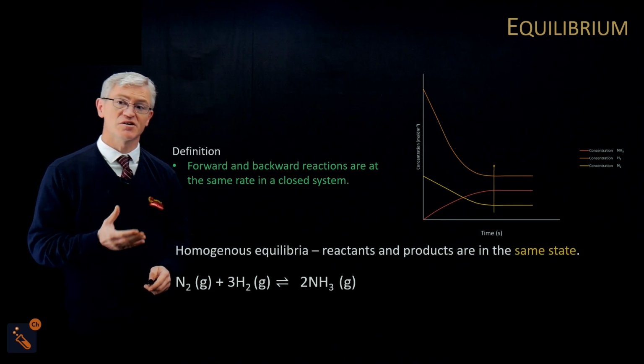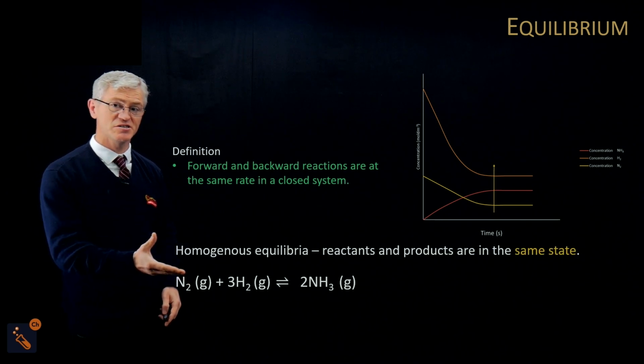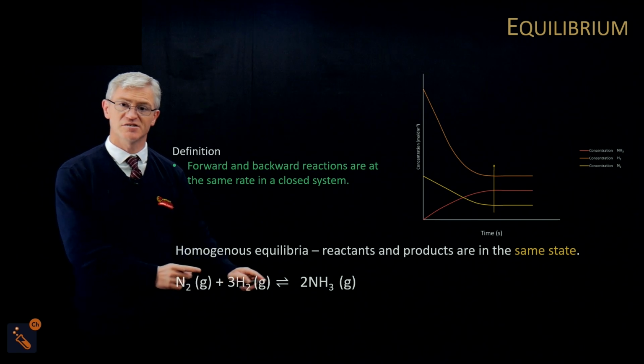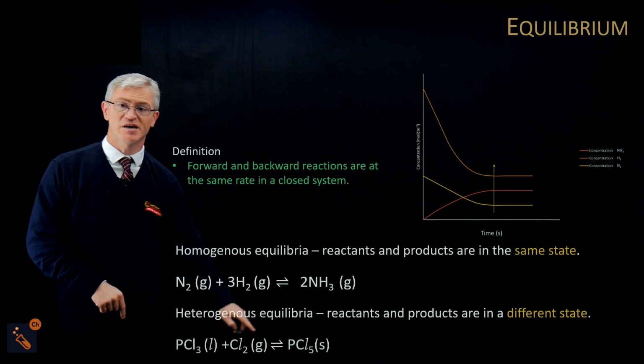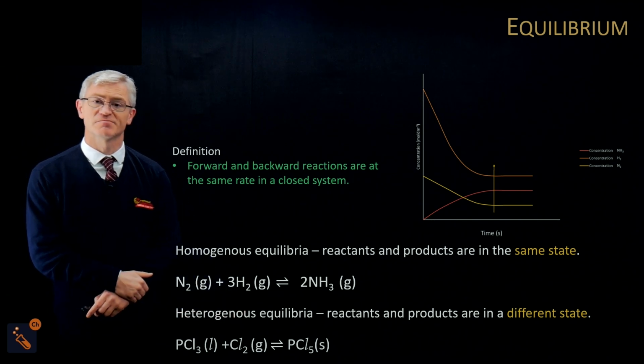And we can go through different types. We can have homogeneous equilibria, where all of the reactants and products are in the same state, and heterogeneous equilibria, where we have different states.